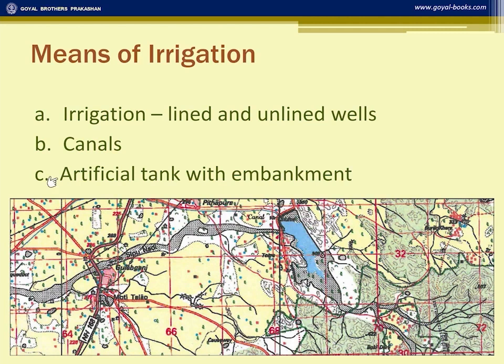Then you have this artificial tank with embankment here. It is filled with water. It is artificial, not natural, not like this dry tank which is natural and which is just lying back and dry. But in this there is water, with embankment 10 R, meaning that the height of this embankment is 10 meters, the relative height of the artificial tank is 10 meters, and the water is there, so it is a perennial artificial tank.